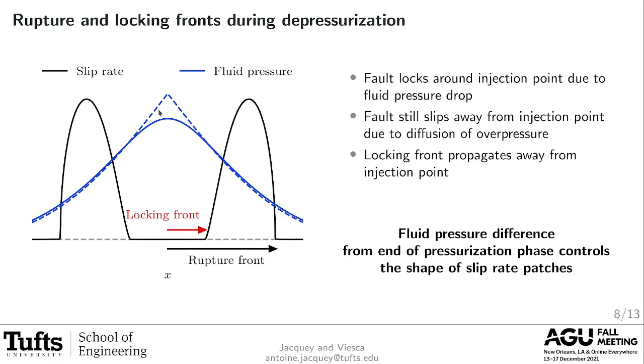Here on the left you see the profile of the fluid pressure in the solid line during the depressurization phase at a given time, and the dashed line corresponds to the profile of the fluid pressure at the end of the injection. Around the previous injection point, we see that the fluid pressure drops because we switch off the boundary condition, and that locks the fault. But far away from the injection point, there is a slight increase of fluid pressure, which then controls the shape of slip rate patches which are still propagating and controlling the rupture.